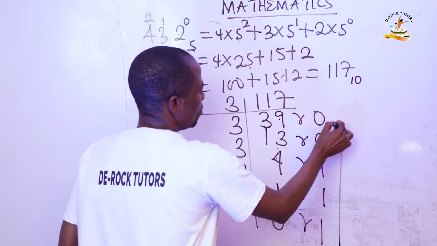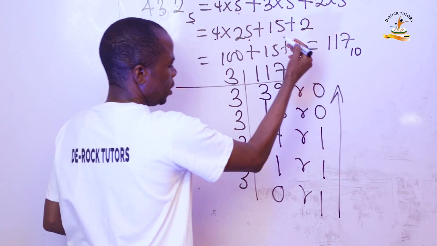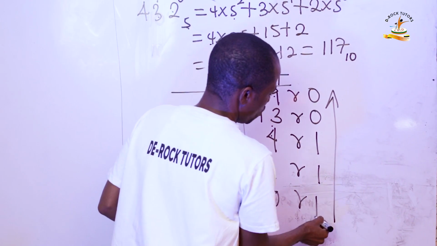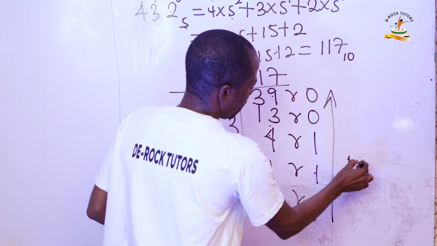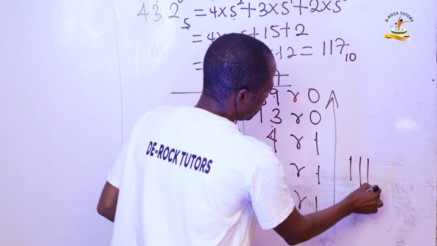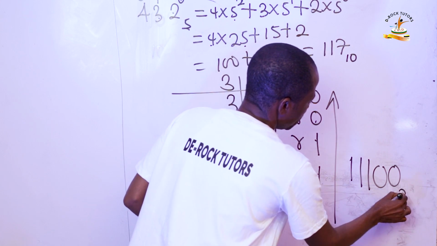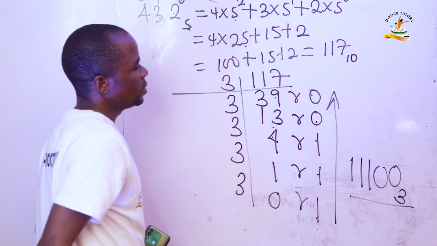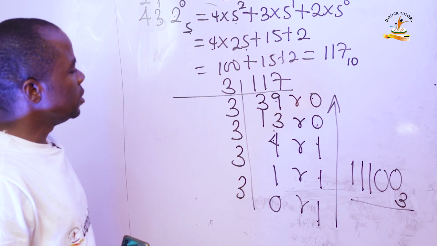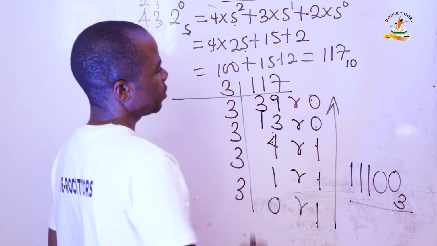So remember, we have to write it from the bottom up. That's going to be 1, 1, 1, 0, 0. Don't forget, in base 3. That is our answer, and that is option B right there.